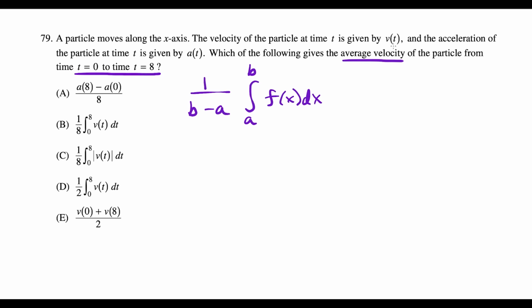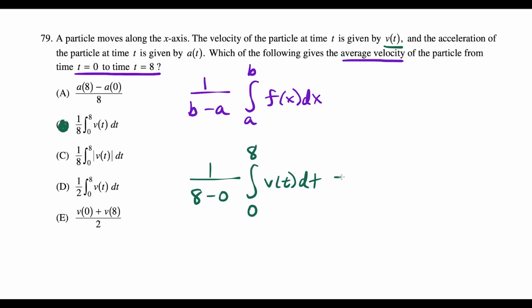But for this question, we want average velocity, and the velocity function is v of t. And we're going from 0 to 8. So for this question, we're just doing 1 over 8 minus 0, integral from 0 to 8, and we're finding the average value of velocity, which is going to be given here. So now if we just look at the answer key, this is going to match up with choice B.